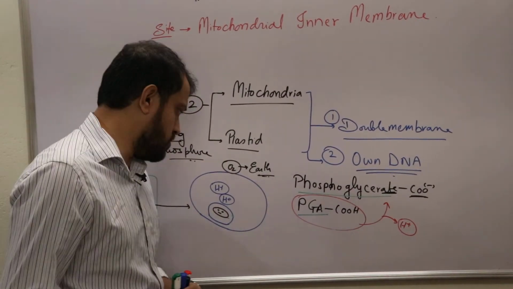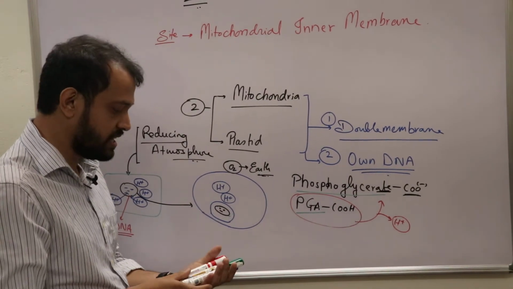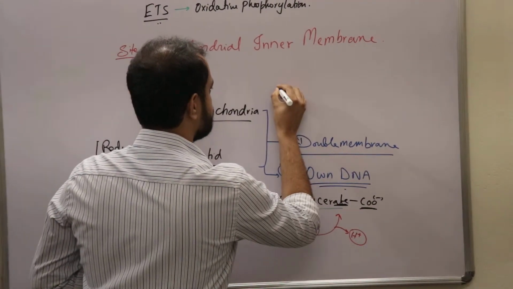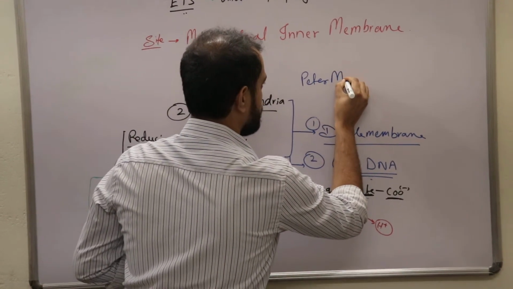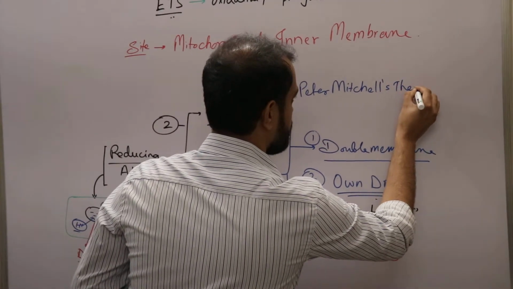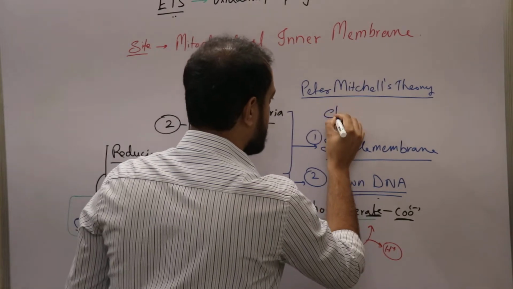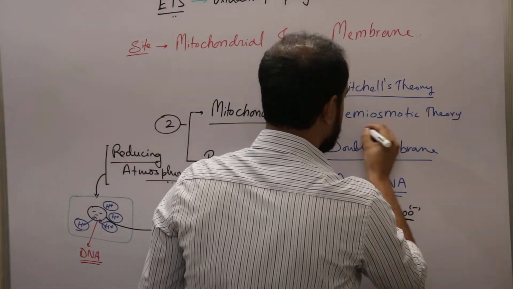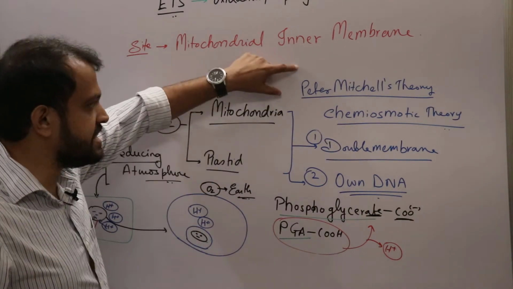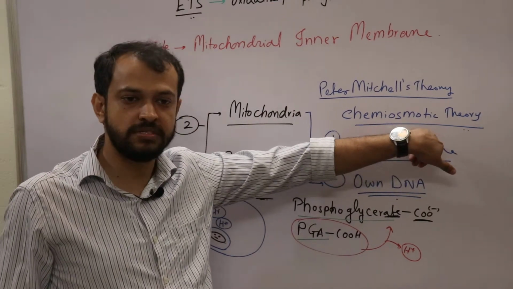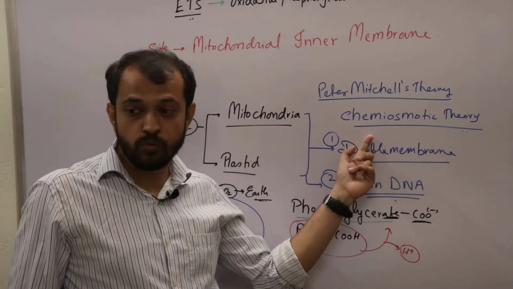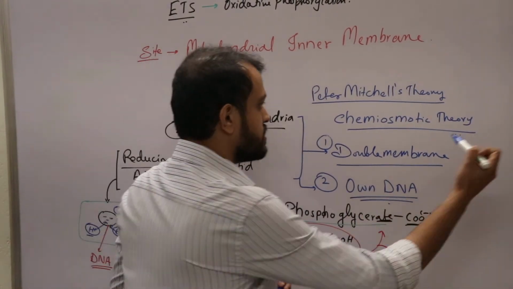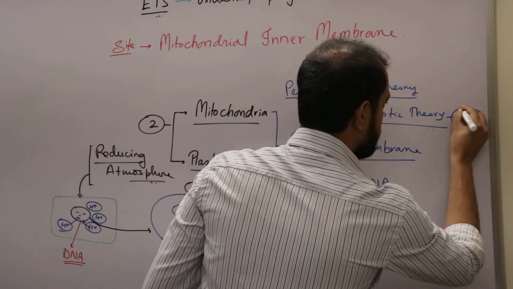clear? Now there is one theory that is known as Peter Mitchell's theory, which is also known as the chemiosmotic hypothesis, chemiosmotic theory, right? Now remember this for your entire life. ETS has nothing to do with chemiosmotic theory. Listen to me. It has something to do with ATP generation. It has nothing to do with the so-called ETS. In fact, ETS has nothing to do with ATP.